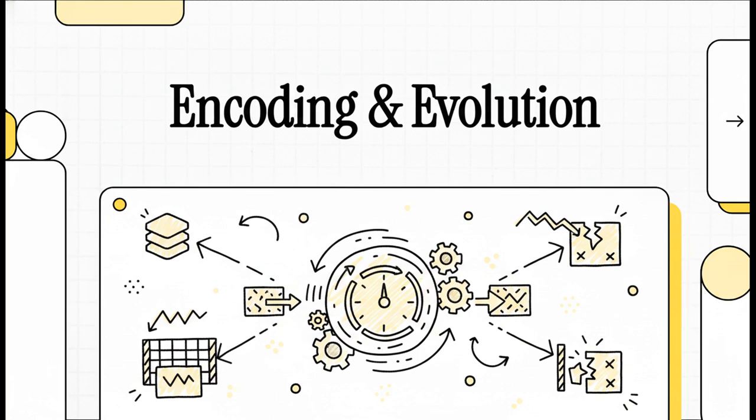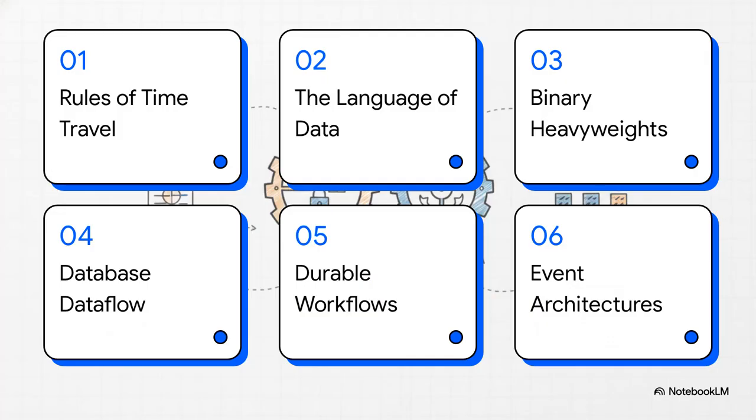And it has to survive these journeys completely intact. So if you've ever wondered how large-scale systems evolve their data structures without everything immediately breaking, well, you're in exactly the right place. Here's our roadmap for this explainer. We'll be covering 1. The rules of time travel, 2. The language of data, 3. Schemas and binary heavyweights, 4. Data flow through databases, 5. Services and durable workflows, and finally, 6. Event-driven architectures. Let's jump right in.